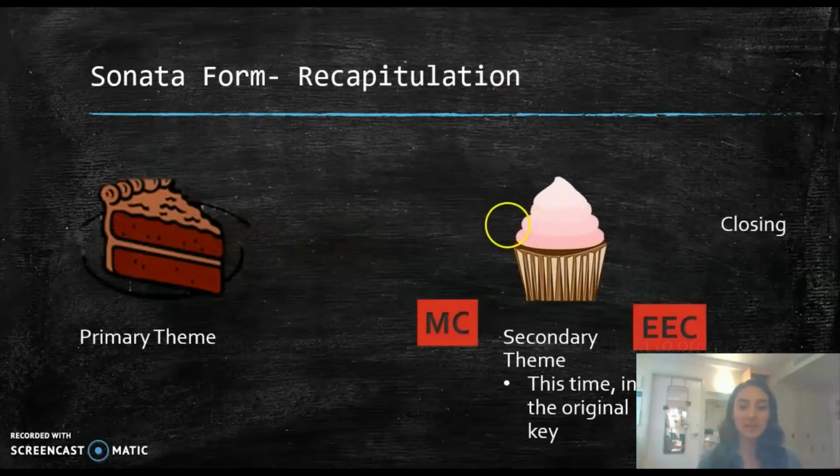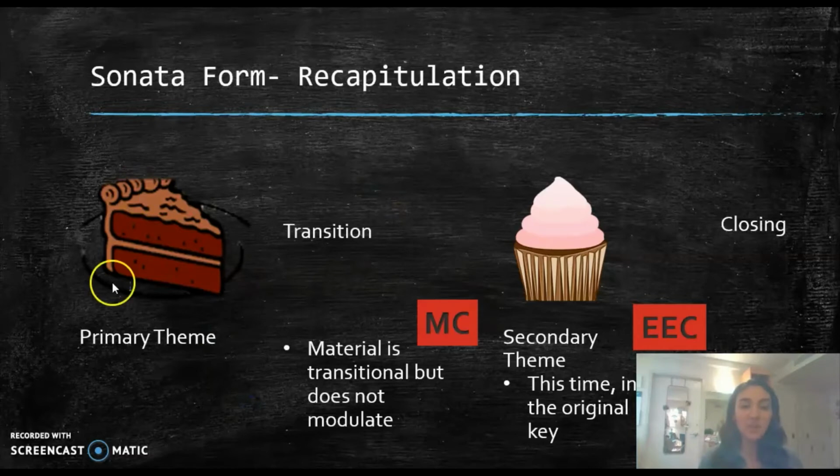So here we are in our recapitulation, which is a bit similar to the exposition, but with some differences. We have our primary theme again, and then we have our transition. So it's still going to feel very transitional and developmental, but its goal will not be to take us into a new key. So it'll sound very different. And then we'll have a medial caesura right here.